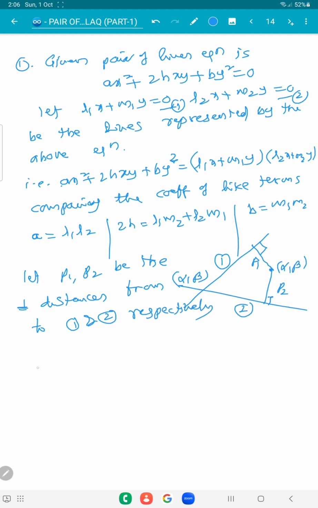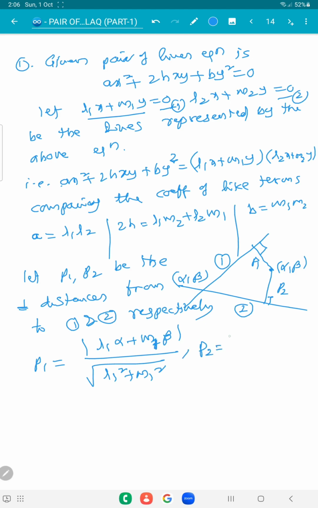So what is P1? P1 is equal to perpendicular distance from alpha comma beta to the first line. What is the formula for that? ax1 plus by1 plus c by root a square plus b square. Apply that. This is x1, y1. There is no c here. So that is L1 alpha plus M1 beta by root of L1 square plus M1 square. What is P2? Similarly, L2 alpha plus M2 beta by root of L2 square plus M2 square. What is needed here? Product of perpendicular distances.